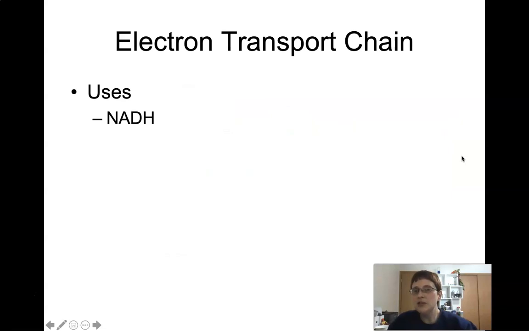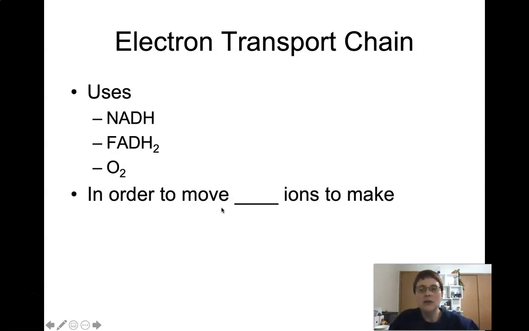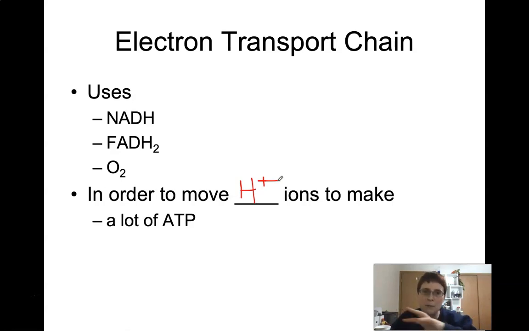So the electron transport chain is going to use the NADH, FADH2, and oxygen. So there's the oxygen from our cellular respiration, right? We already used the glucose. We broke it up and chopped it into little pieces to make our NADH and FADH. And it does that in order to move those hydrogen ions to make a lot of ATP. By moving those hydrogen ions, it charges up that enzyme and it makes water.